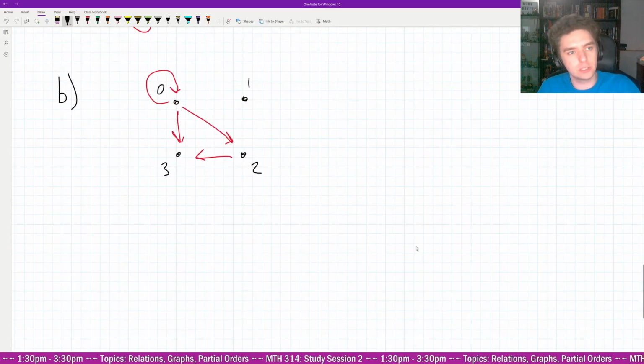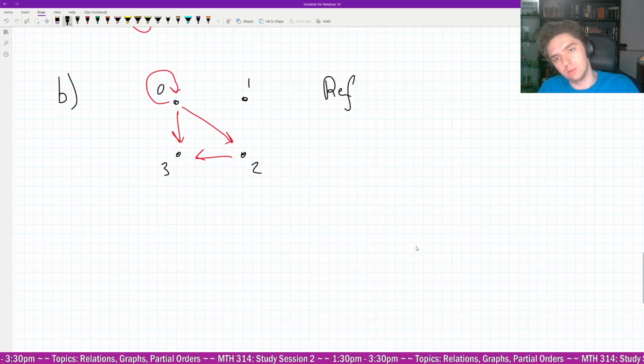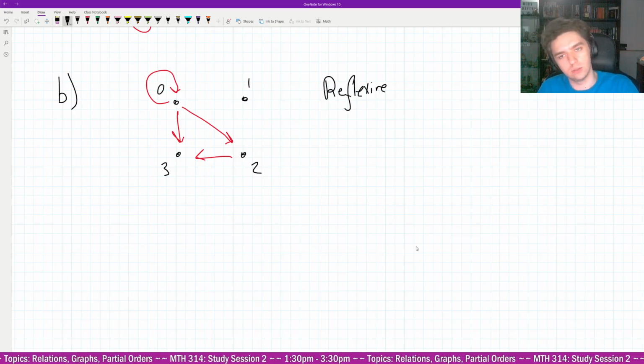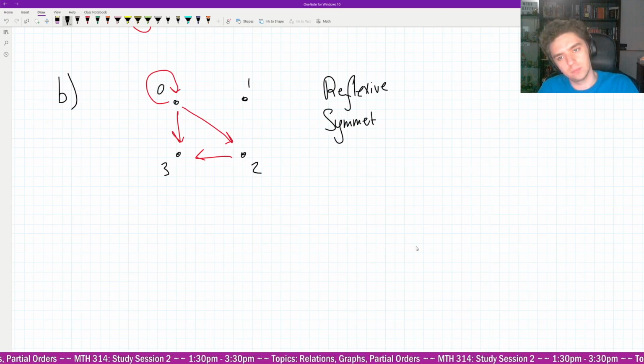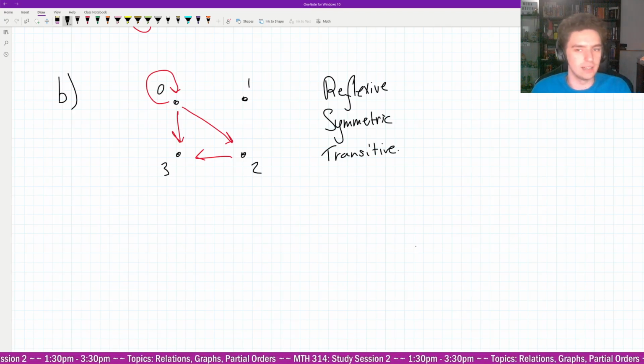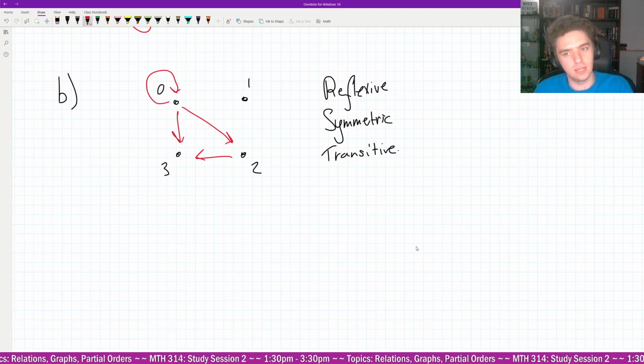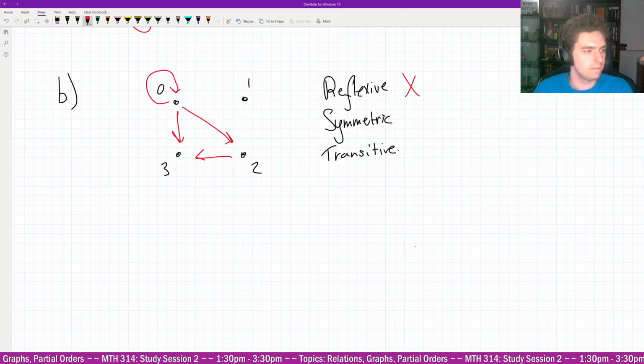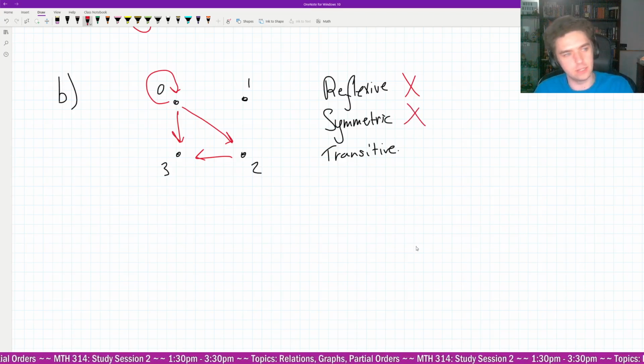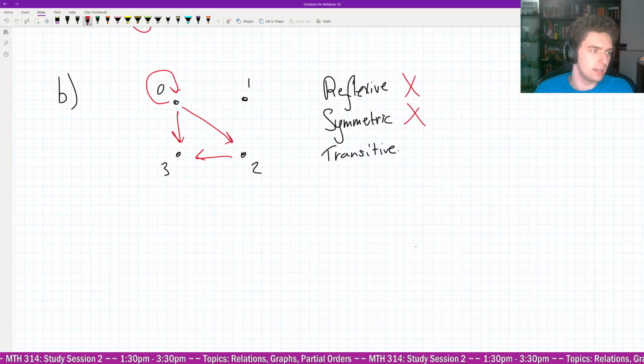Okay. So again, we are just going to try to figure out if this is reflexive, symmetric, and transitive. So what do you guys think? So not reflexive. It's not reflexive. That's for sure. Okay, what about symmetry? Not symmetric? Yeah. Not symmetric either. Right?